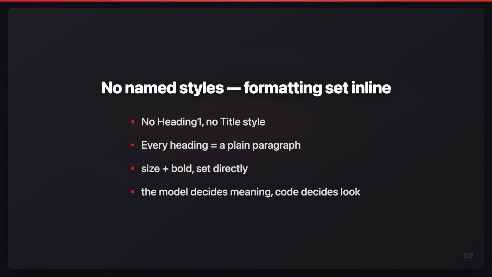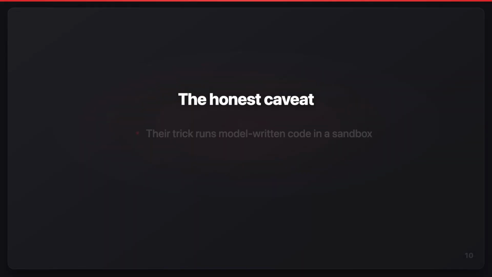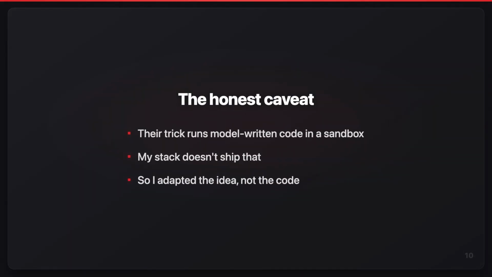But the real gold is what it does not do. It uses no named Word styles at all. No Heading 1. No Title style. Every heading is just a plain paragraph, with the size and the bold set directly inline. The model decides the meaning. The code decides the look. Now, one honest caveat. Their exact trick runs model-written code in a sandbox, which my stack deliberately doesn't ship, so I couldn't copy it. But the idea transfers completely.